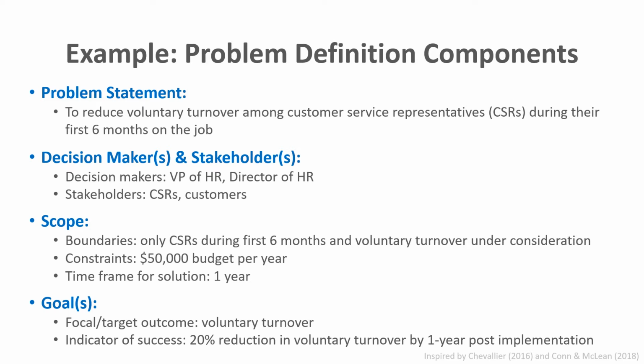Okay, so now let's move down to scope. Let's say that the boundaries are these. We're only concerned about those CSRs during their first 6 months, and this is explicitly stated in the problem statement. So one boundary is we're only thinking about CSRs in their first 6 months on the job in this organization. And we're only thinking about voluntary turnover here.